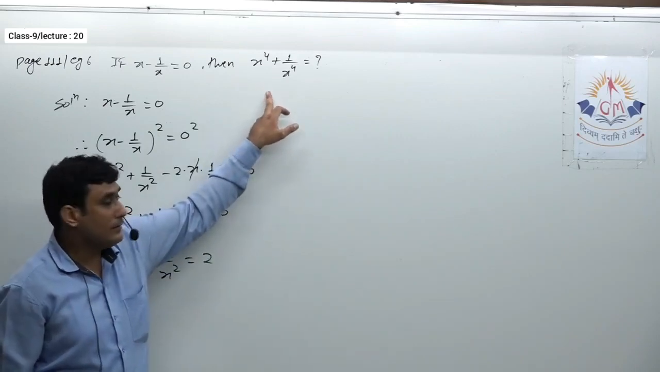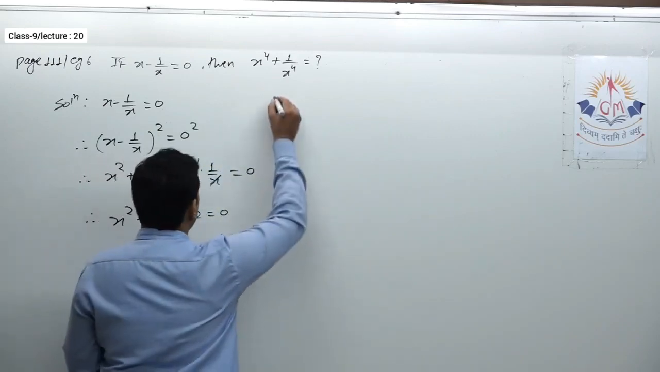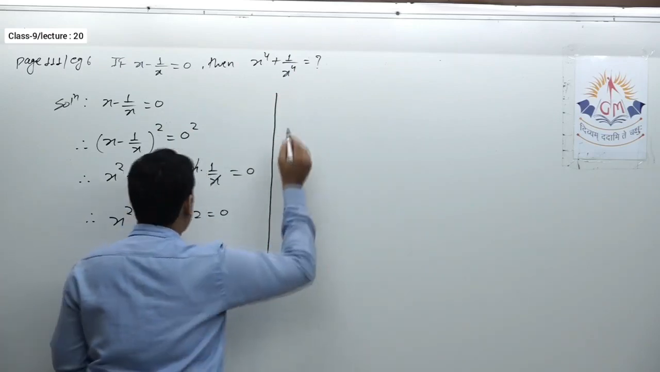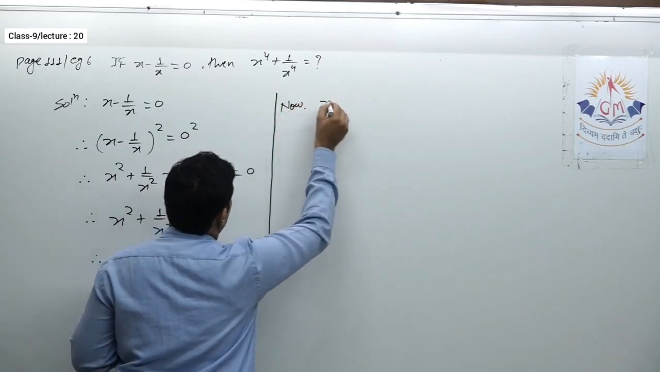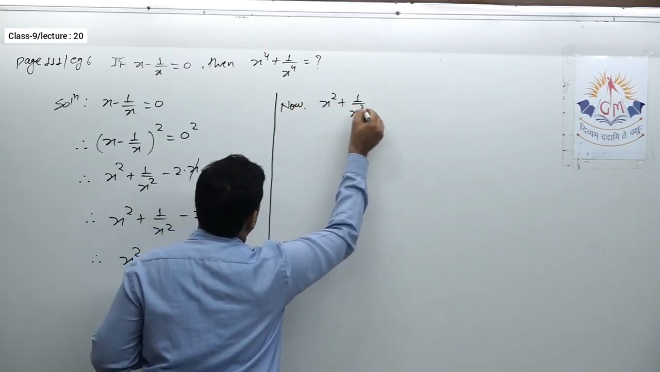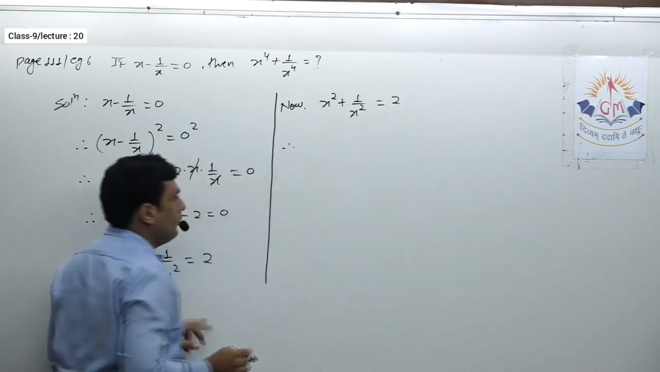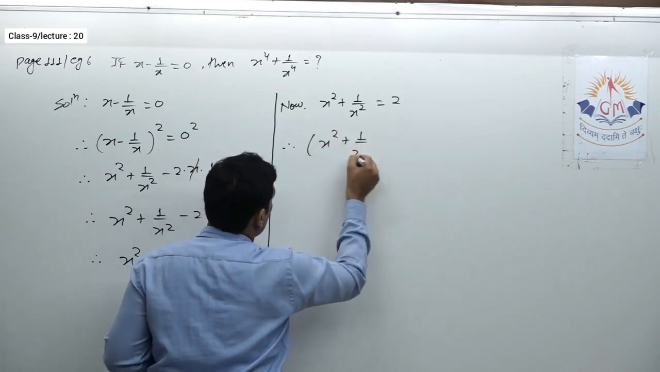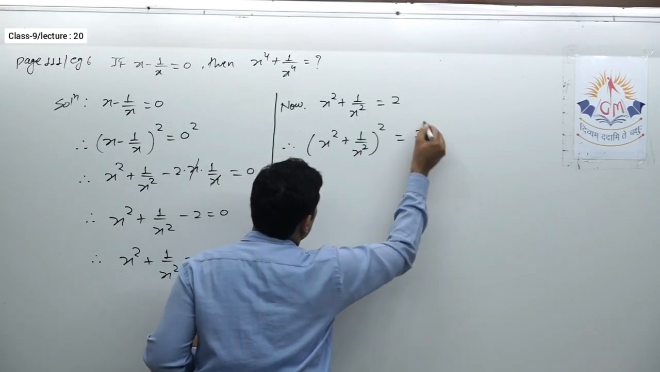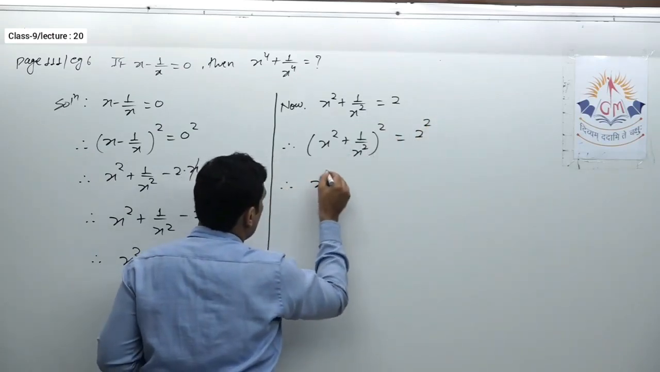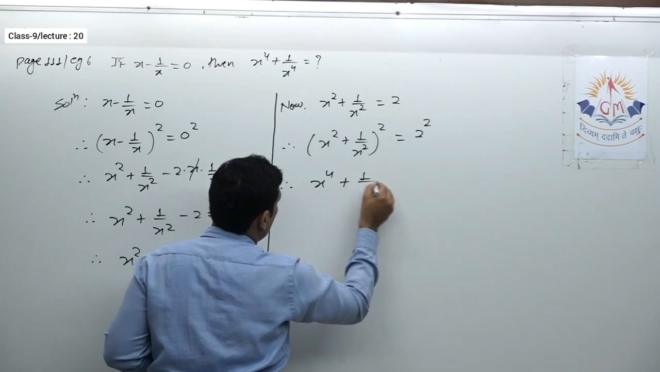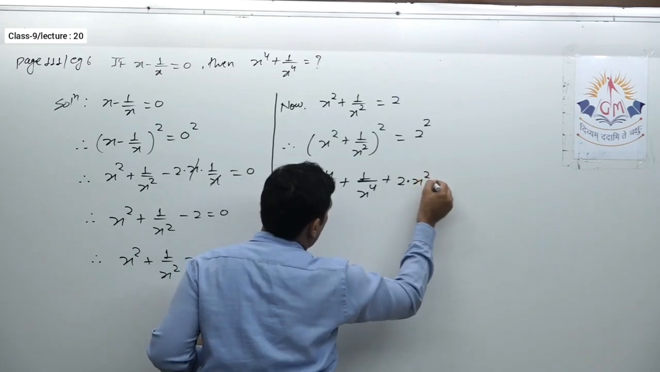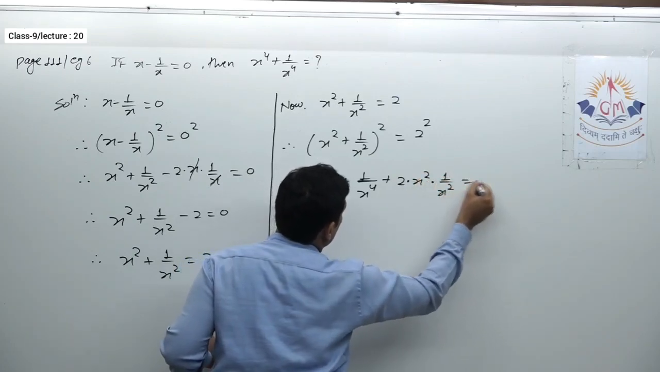Now to get this we have to start with this, and again we have to do the same thing. That means we have to square both sides. So now x square plus 1 upon x square is equal to 2. Over here I'll again square both sides. So x square plus 1 upon x square whole square is equal to 2 square. That is x raised to 4 plus 1 upon x raised to 4 plus 2 into x square into 1 upon x square is equal to 4.